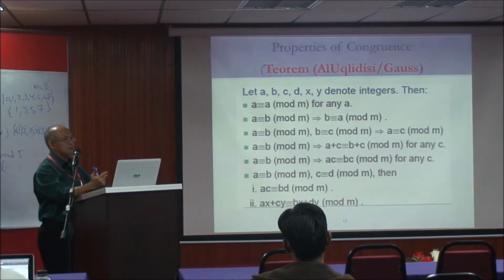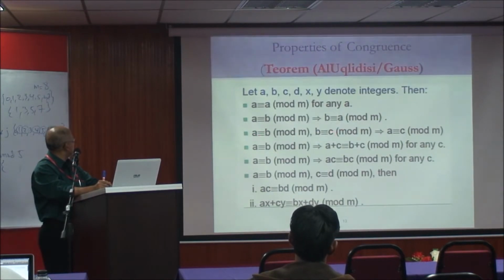By the discussion that we had, a congruent to b means that a and b are in the same class, so they are always congruent to each other. Then, if a is congruent to b and b is congruent to c, then a must be congruent to c mod m. If a is congruent to b mod m, then a plus c is congruent to b plus c, so adding c, the congruence still holds.